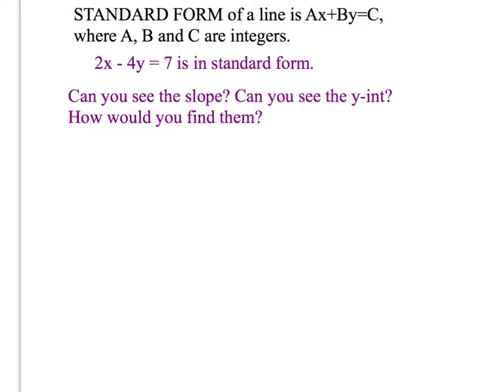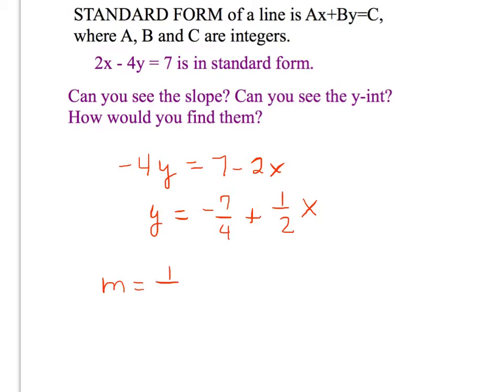So if I gave you the equation in standard form and said find the slope and the y-intercept, you would do what we did in the last chapter. You would simply get y alone: negative 4y is equal to 7 minus 2x, divide by negative 4, so y is equal to negative 7/4 plus a half x, and then it's in slope-intercept form, so you can see that the slope is 1/2, and the y-intercept, which we recognize as b, is negative 7/4.